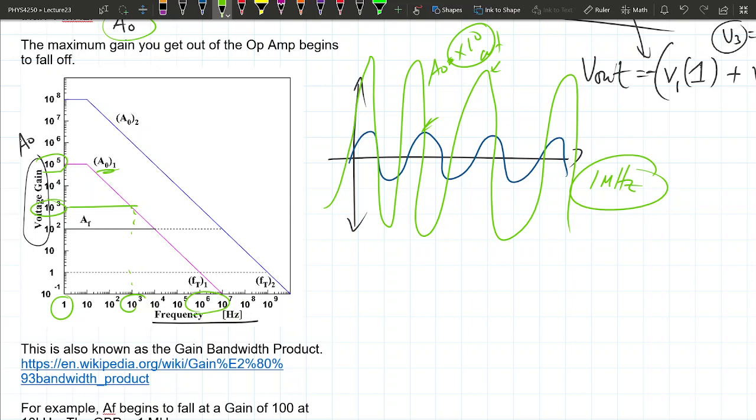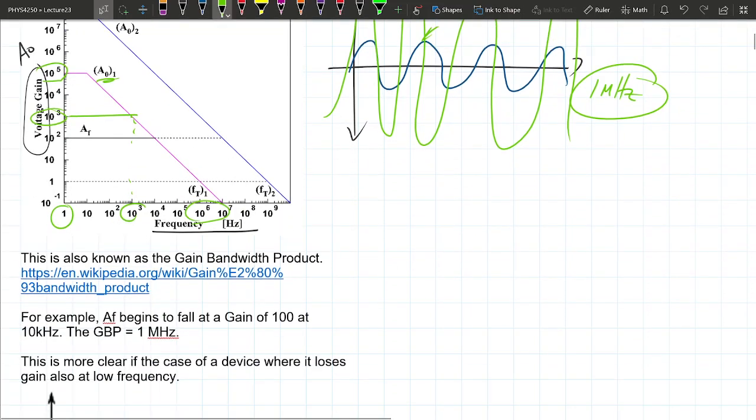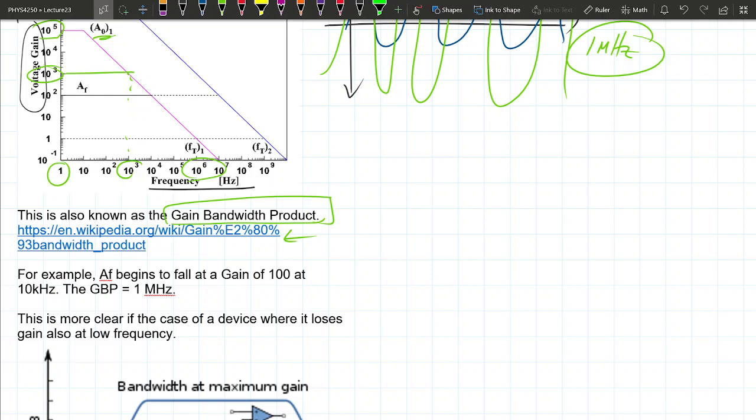In order to figure out what's going on with my amplifier, I have to look at this plot all the time. So there's actually an easy number to think about, and I'm surprised the book doesn't cover it. I think it does a little bit, but kind of skips around it. This is known as the gain bandwidth product. That's why I think I linked the Wikipedia article about it, because a lot of times the book doesn't cover everything.